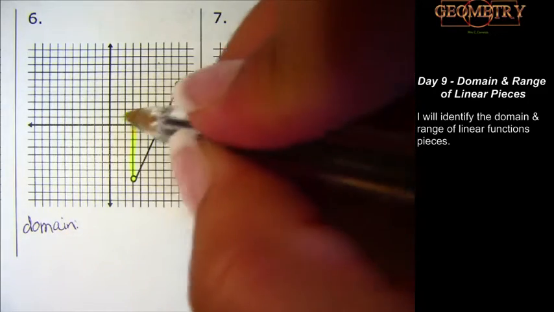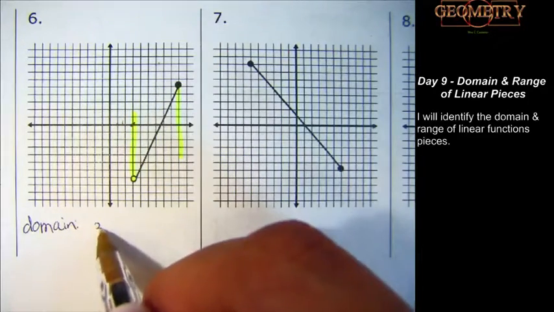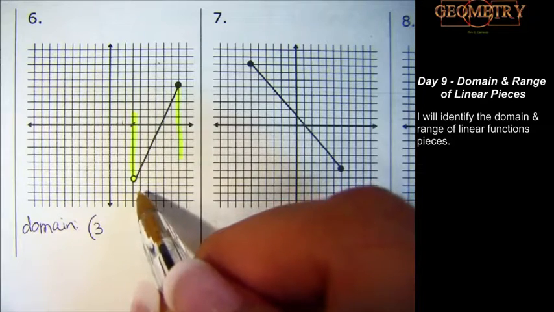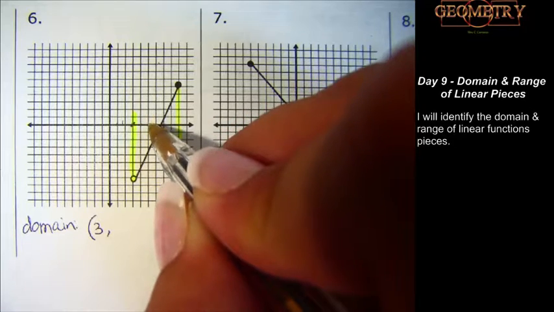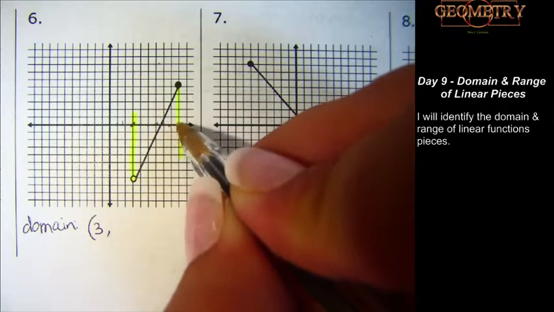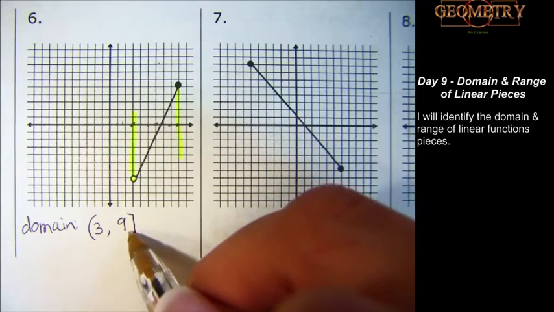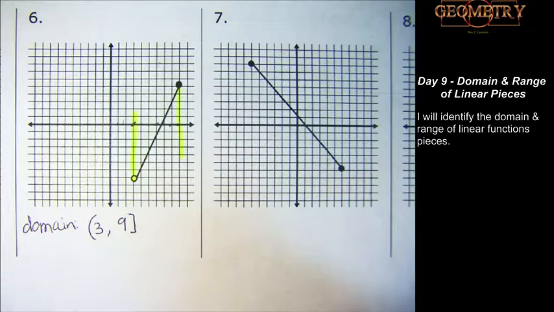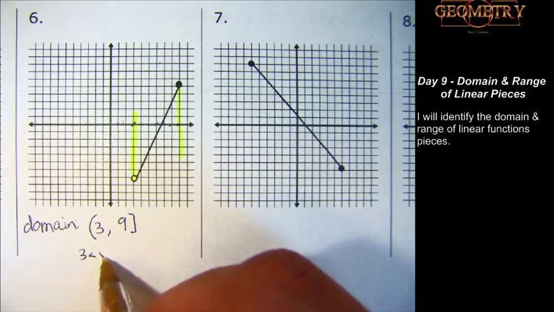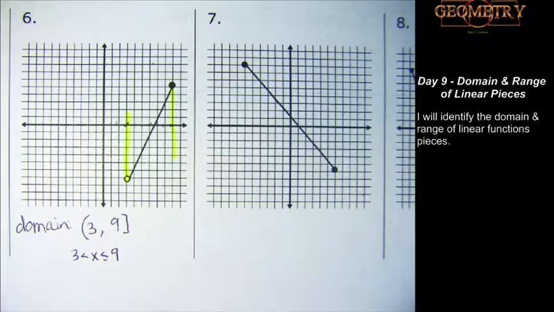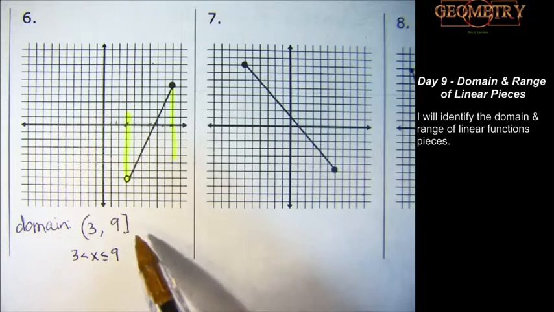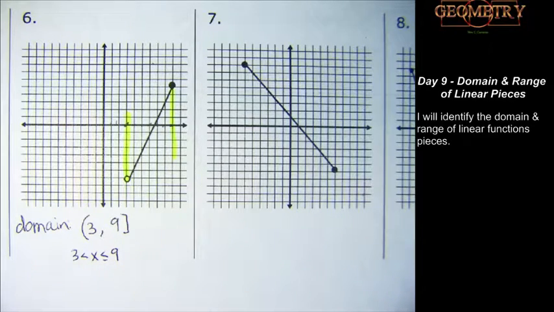So my domain is going to be 1, 2, 3, which I'm going to exclude because that's an open circle. 3, 4, 5, 6, 7, 8, 9, which I'm going to include. And in inequality notation, it looks like this. When we're writing in inequality notation, it's always going to look like the less than symbols. And the number on the left goes to the left, and the number on the right goes to the right.